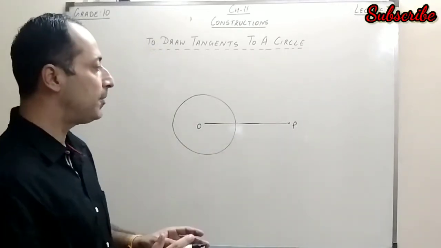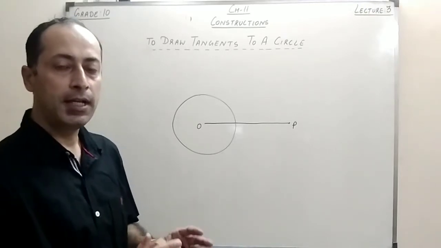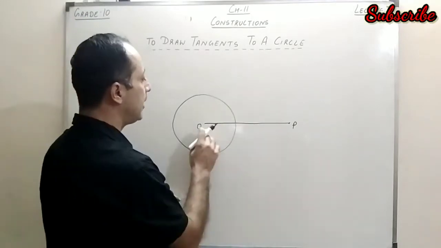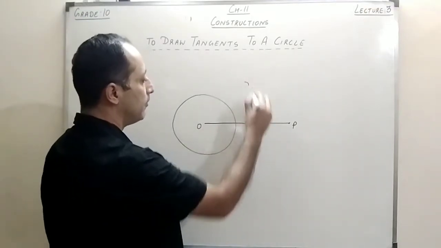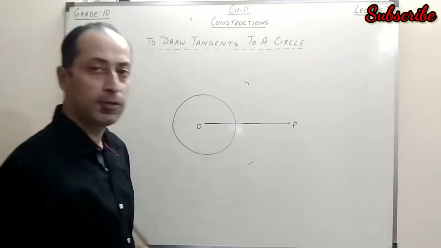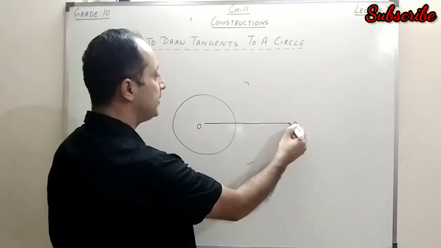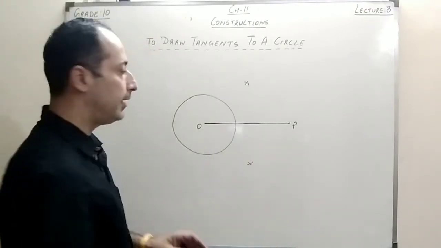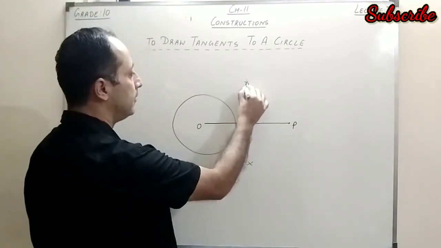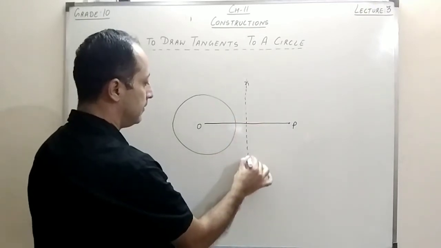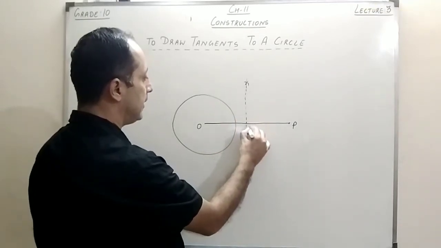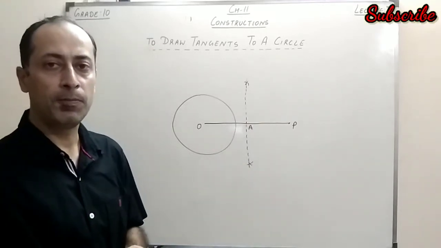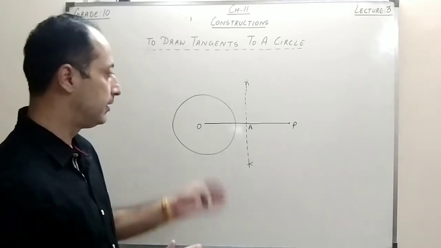Now, to draw the perpendicular bisector, we take the compass and open it more than half of this, right? And we keep the compass at O. We mark two arcs, one on the top and one on the bottom. Then we keep the compass at P. We mark another two arcs to meet the previous arcs, right? And then we join these 2 points. Suppose this point is A. Now this point A is basically the midpoint of OP, or we can say the center of this OP.